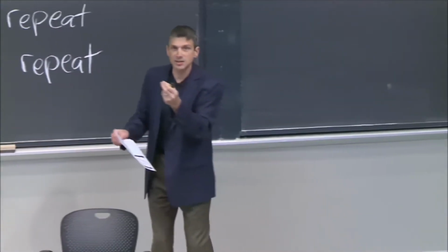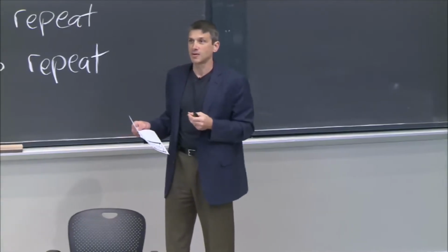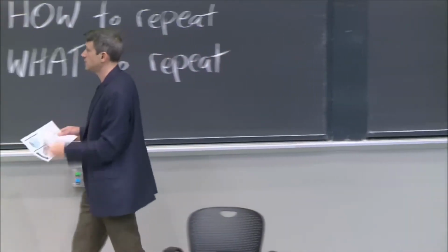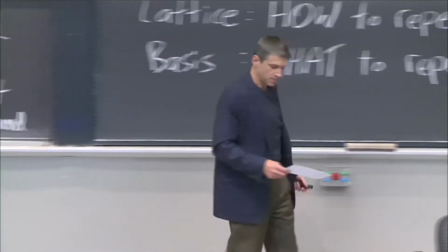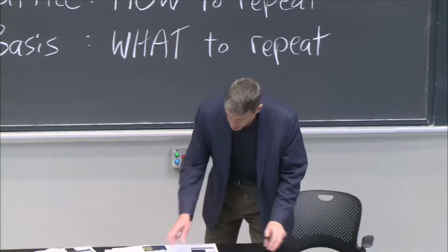But the basis is a carbon-carbon dimer, right? And that gives you cubic diamond. Okay? So there's the Bravais lattice, and there's the resulting crystal structure.